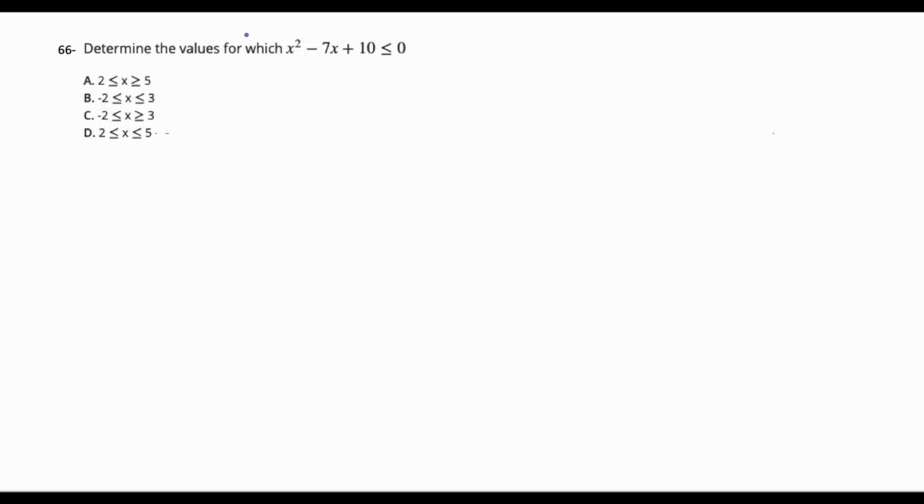Question 66 says, determine the values for which x squared minus 7x plus 10 is less than or equal to 0. When we have a situation like this, the first thing we need to do is ignore the inequality sign and solve the quadratic equation. So we'll have x squared minus 7x plus 10 is equal to 0. First, we have to find the factors of 10. The factors of 10 are 1, 2, 5, and 10. What two factors here, if we combine them, would result in minus 7?